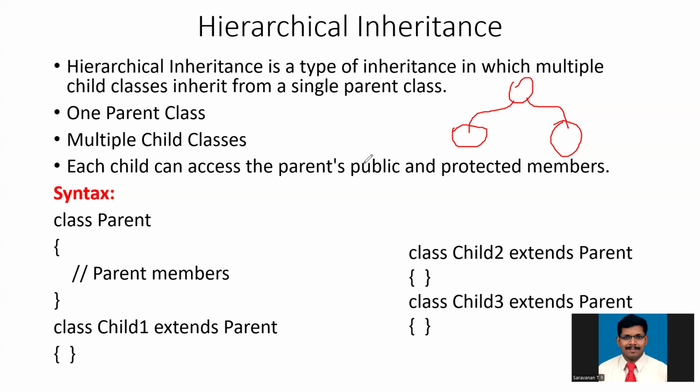Each child class can access parent public and protected members. This is the syntax: class parent, parent members. Child 1 is inherited from the parent, child 2 is inherited from the parent, and child 3 is inherited from the parent. So the diagram can be given as parent, child 1, child 2, and child 3.